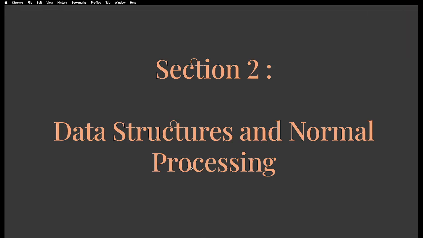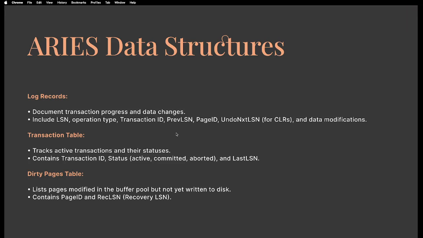So I'll talk about section 2 now. Let's talk about data structures and normal processing related to ARIES. The first one is log record, second one is transaction table, and third one is dirty pages table, right? So ARIES utilizes several key data structures. The first thing, log records, records every change, which forms a chronological chain of events. The second thing is the transaction table. It keeps track of active transactions and their statuses, which are important during the recovery process. Finally, the third thing is called dirty pages.